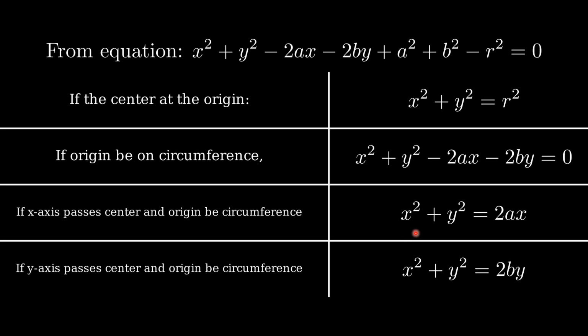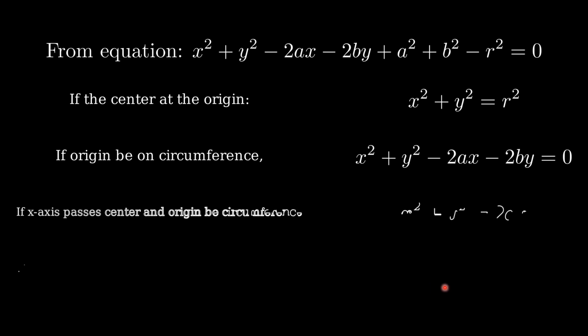If we still have that, and then still we have the x-axis at the circumference, then x squared plus y squared equals 2ax. But if instead the y-axis is on the circumference, then x squared plus y squared equals 2by. So that really kind of paints a picture around that general equation of a circle. So let's keep going on.